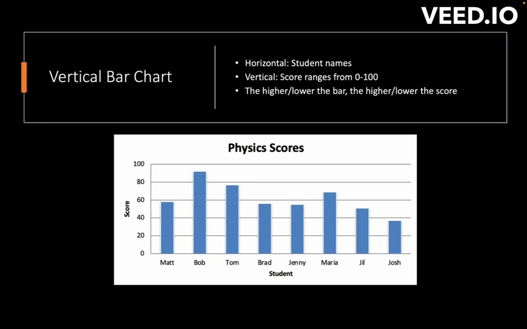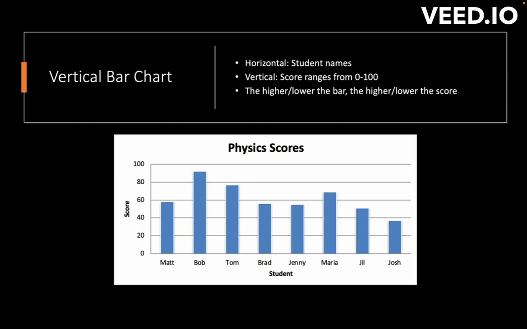So as you can see, it goes from 0 all the way to 100 and goes up by 20 in increments. So 20, 40, 60, 80, 100. And the higher the bar, the higher the score, and the lower the bar, the lower the score. So this means that the higher the height of the bar is, the higher the physics score is for that particular student.